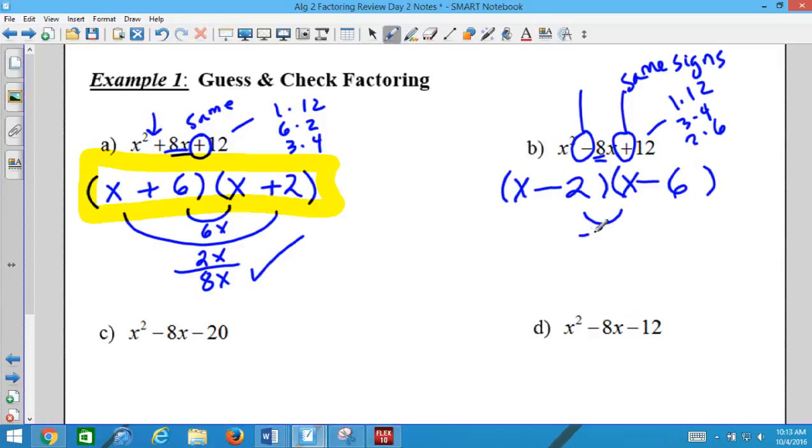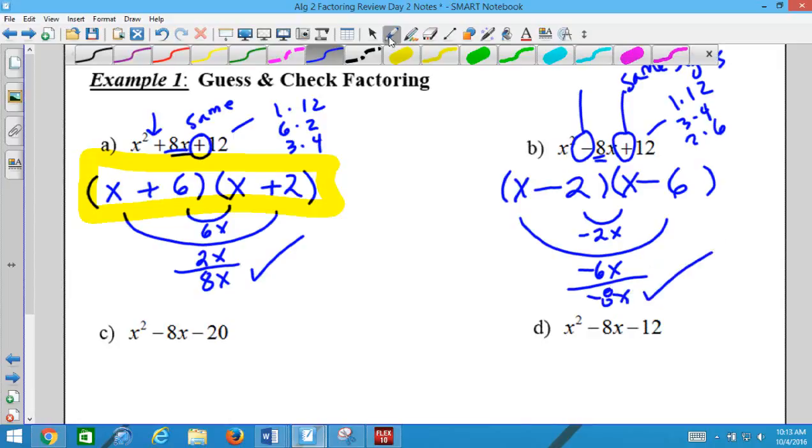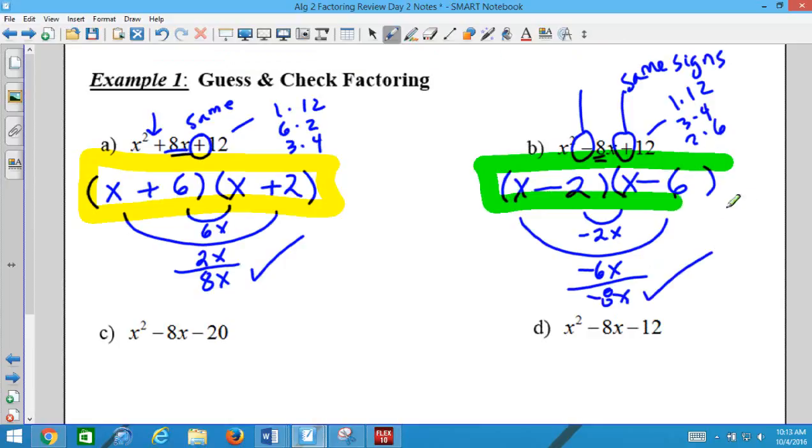Negative 2 times x is negative 2x. X times negative 6 is negative 6x. Do those add together to give us negative 8x? Yes. Check. So my answer is what I am highlighting. My answer is not the check. It is what I'm highlighting, the two parentheses, the factors.